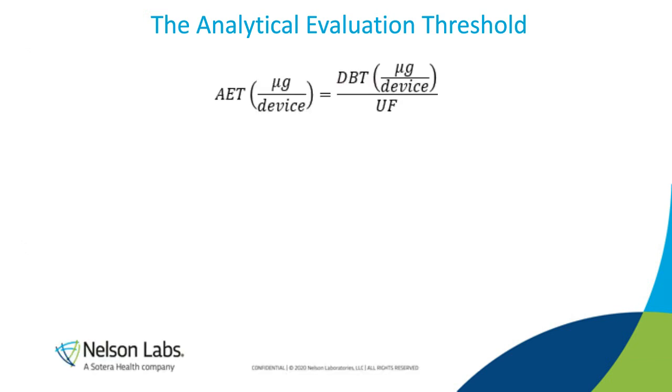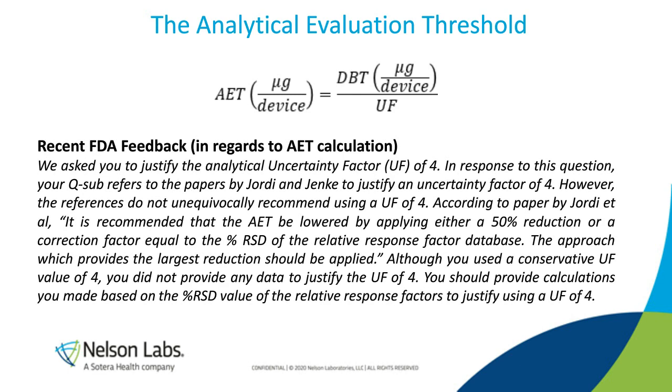So this is the equation that represents what I just described, where the TTC is this dose-based threshold, and you can see here's the copied and pasted feedback from the FDA, word for word. There we had used this uncertainty factor of 4, and not only are they expecting this to be articulated, but now they're asking questions about this uncertainty factor of 4. So I'll just briefly read part of this. It says, we ask you to justify this uncertainty factor of 4. The sponsor replied by saying, yeah, this factor of 4 comes from the literature, these Jordi and Jenke papers.